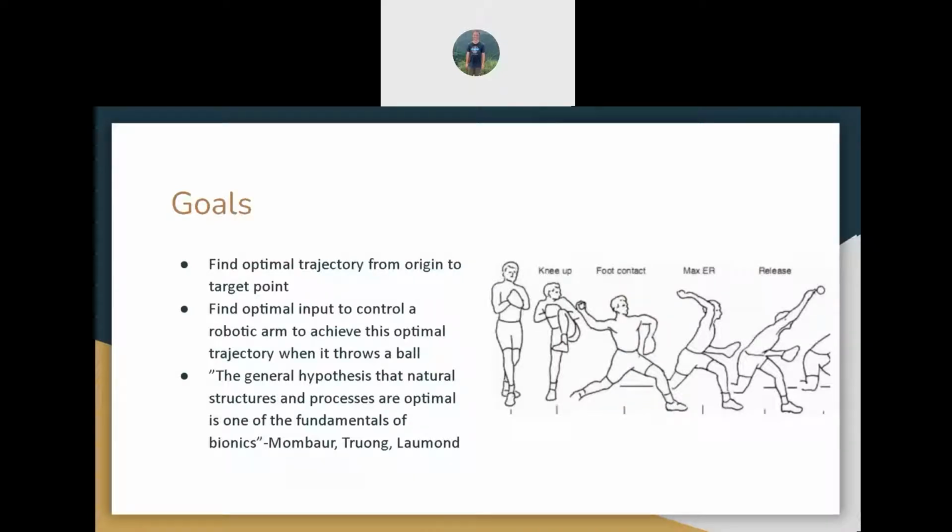This project is based on this quote here. The general hypothesis that natural structures and processes are optimal is one of the fundamentals of bionics. So we're going to test this hypothesis by seeing how similar the throwing motion we achieve here is to the throwing motion that humans use.